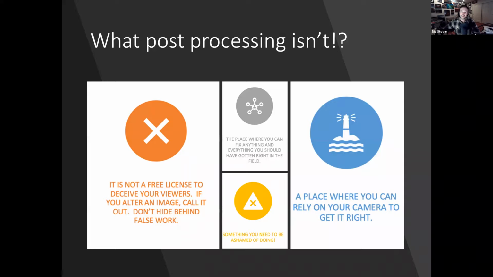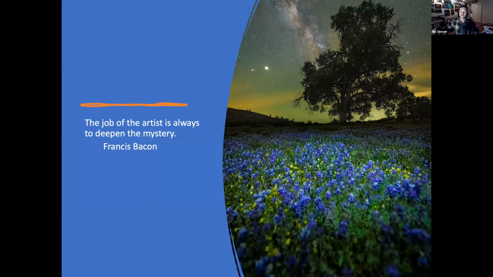And then the other part is what post-processing is not, a place where you can rely on your camera to get it right. I talk about technique, vision, and processing, and that is aligning our technique with the vision within the field that goes into our processing. And so if we're photographing in JPEG and just saying, well, the camera will figure this out, that's not post-processing. Post-processing is us understanding how our camera is capturing the scene, and then us being able to bring to life what we saw in the field within the constructs of what the camera's there. So when we talk about the job of us as artists or creatives, it's to deepen that mystery that exists.